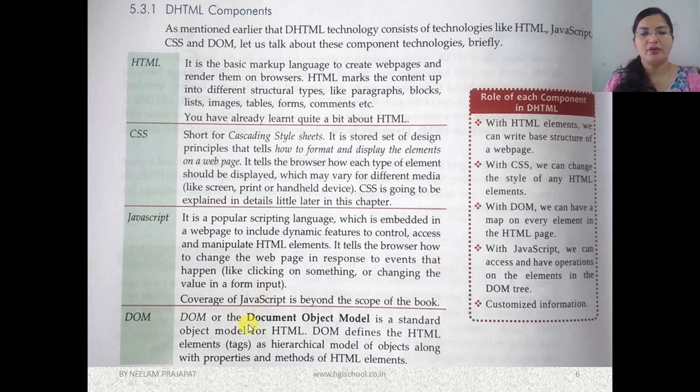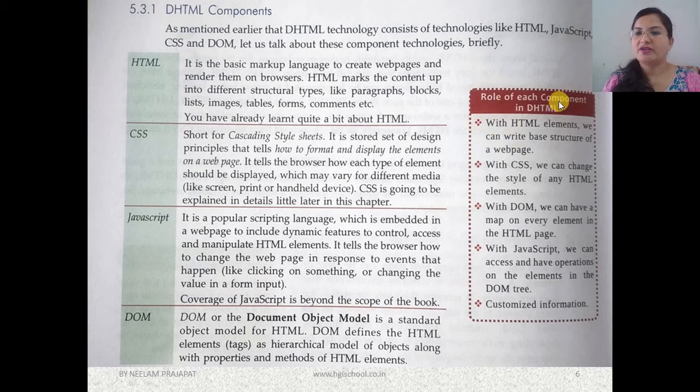Now DOM, document object model. This is a standard object model for HTML. DOM defines the HTML elements, meaning tags, as a hierarchical model of objects along with properties and methods of HTML elements. Here I will explain this with the help of an example that is on the next slide.